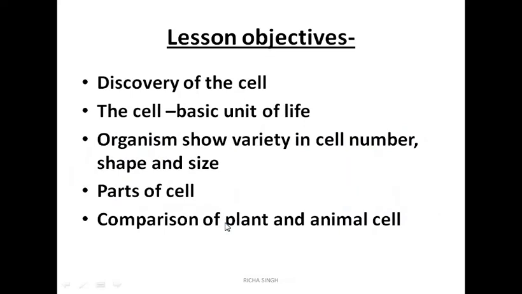So, the main objectives of this lesson: you will study who discovered the cell. Then you will also study, you know this also, that the cell is the basic unit of life. Then there is a variation in the number of cells, in the shape and sizes in different organisms. You will also come to know about different parts of cells. They are known as cell organelles. And in the last, we will study the comparison between a plant cell and an animal cell.